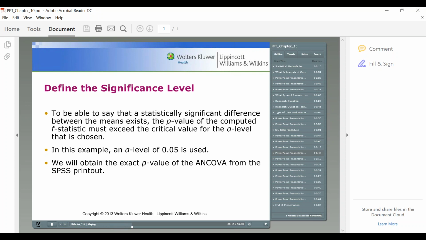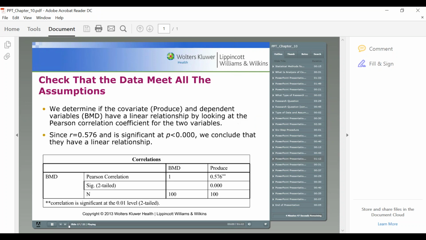The p-value of the computed F statistic must exceed the critical value. And again, the critical value is automatically entered into the equation in SPSS. You wouldn't do this type of analysis by hand. It would just be a little bit too difficult and completely not necessary. And then the alpha level is always going to be at 0.05 by default. And like I said, using SPSS, that's what it uses.